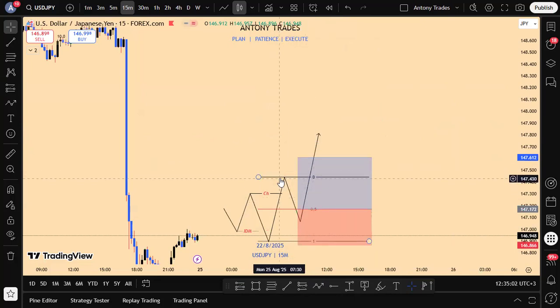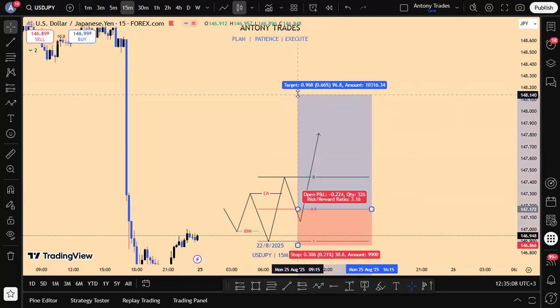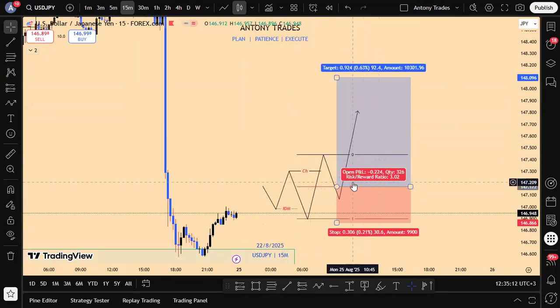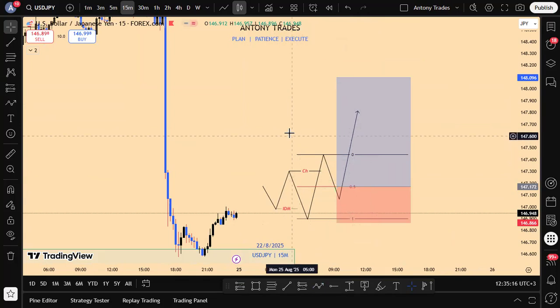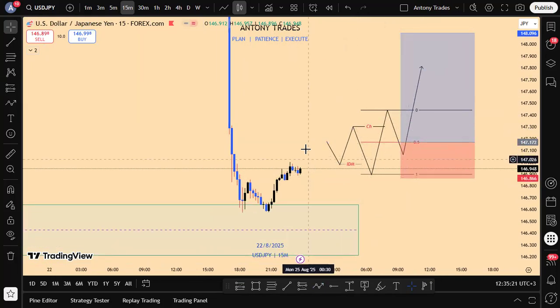Then now I will target either this. If this high gives me a good risk to reward, then I will target that. If it doesn't, then as always, I take 1:3 as my fixed risk to reward. So this is what I'm expecting here on the GBPJPY, USDJPY, sorry.